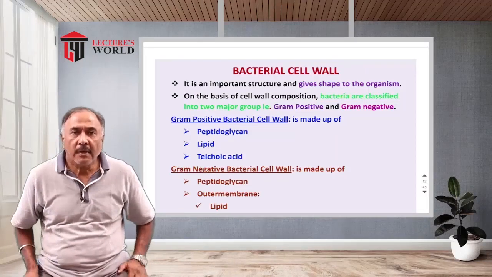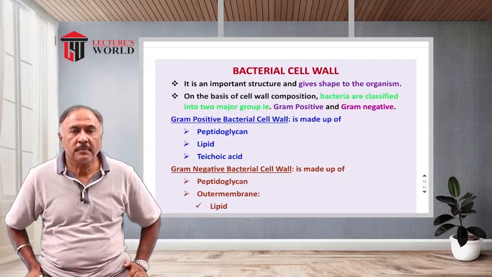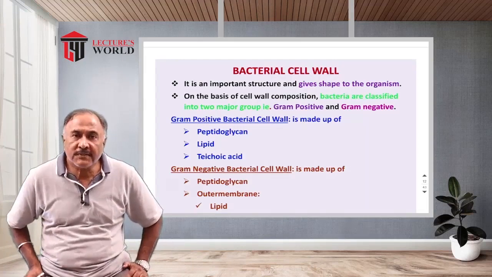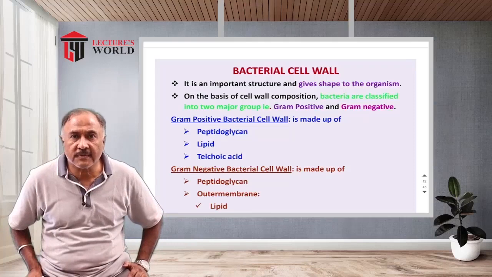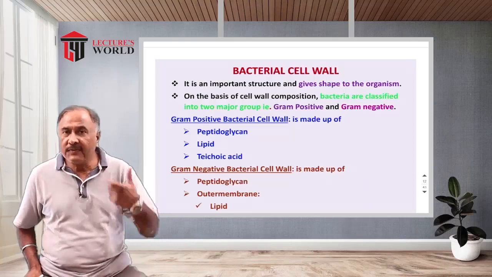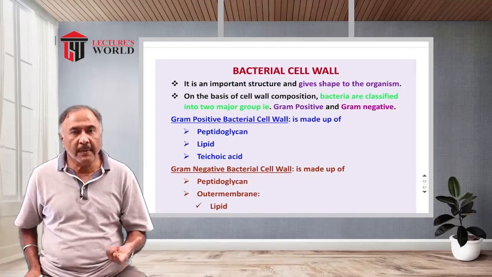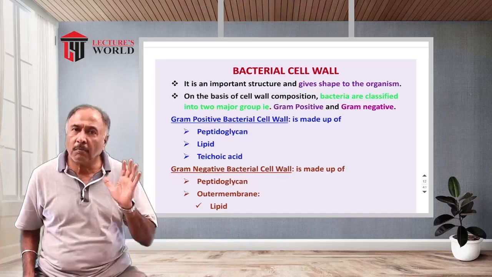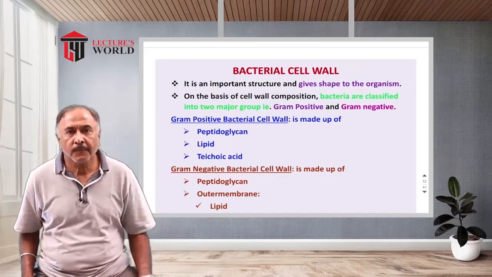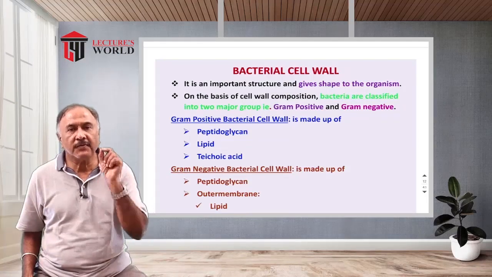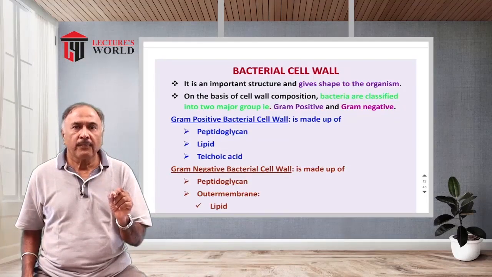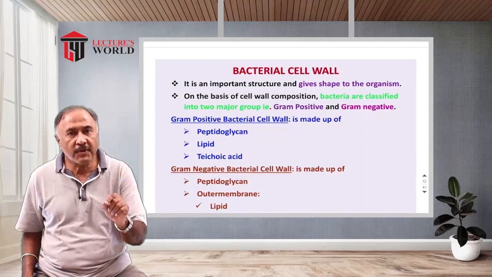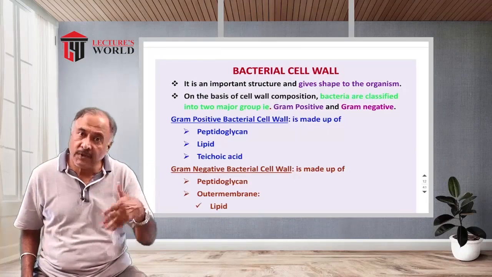This classification was done by Christian Gram, who discovered a staining technique known as Gram's staining technique. This Gram staining technique is primarily based on the physico-chemical nature of the cell wall. Depending upon the chemical and physical nature of the cell wall, a particular stain will be taken up while a particular stain will be washed out during the staining procedure.